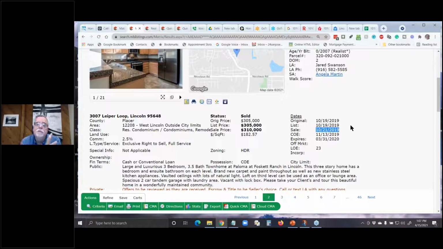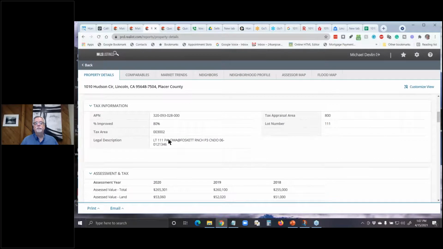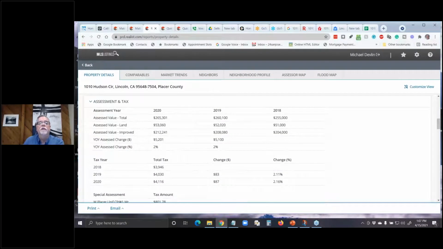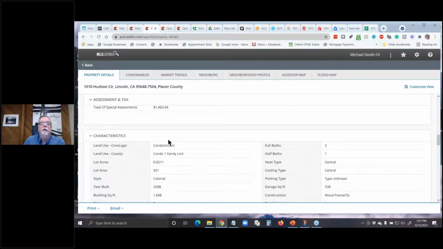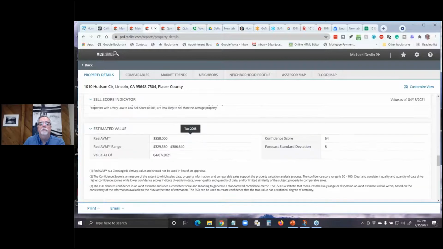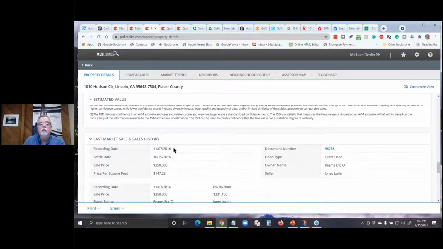But sometimes I'll go back and look at what the last sale was, either for a similar unit or for that unit itself, right? And that I could tell by the tax information. It's going to tell me when did they buy the property, right? When did they buy the property? In 2016, right? That's when they bought it for $250.